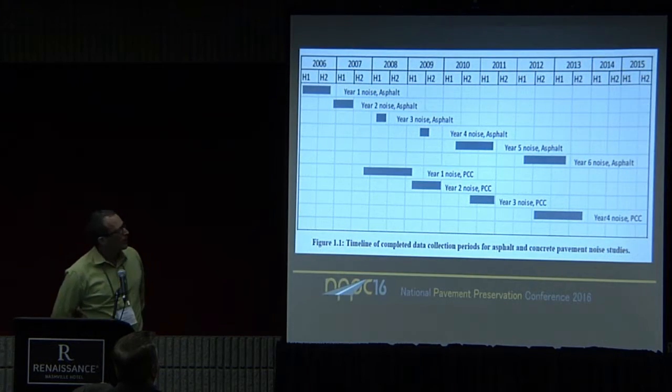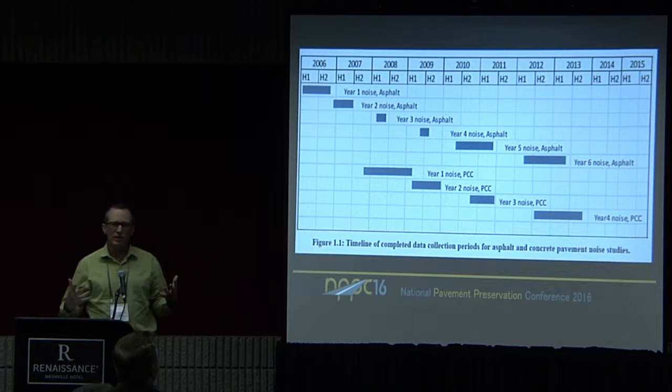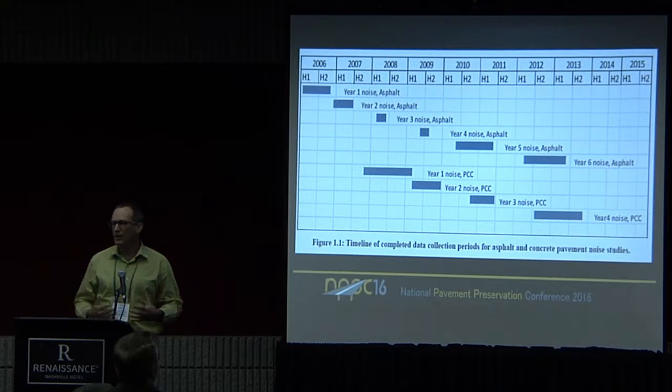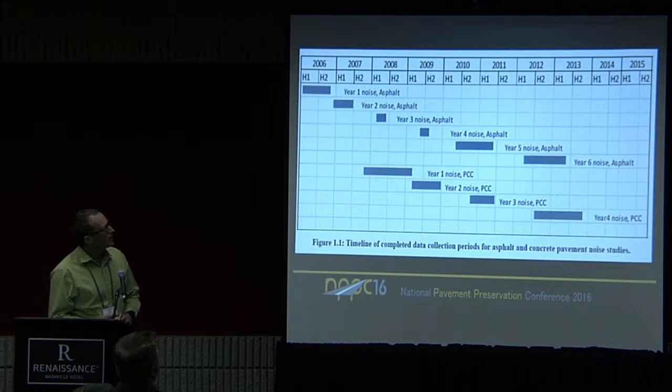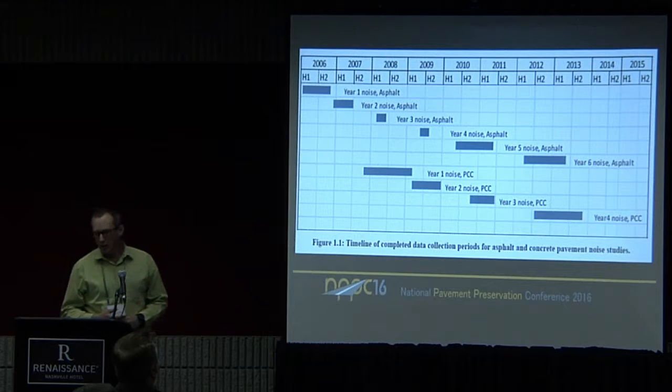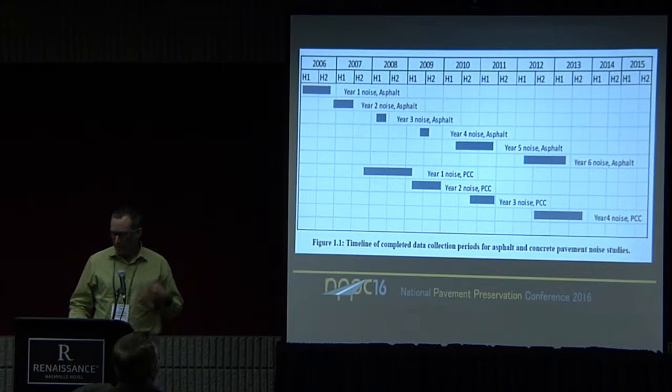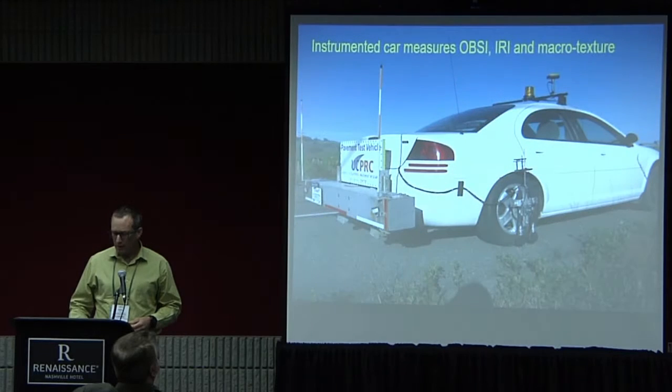So I'm going to give you a couple of examples of some studies we've been doing on things that affect human quality of life. We did a tire-pavement noise study in California. We started out with asphalt, and we did 6 years of measurements, and then we did 4 years of measurements on concrete pavements in the state. And so this is a quick summary of the results of those.